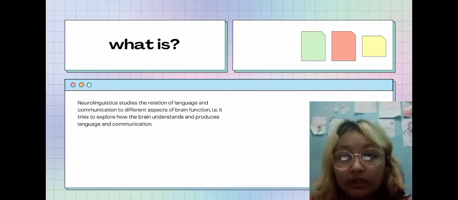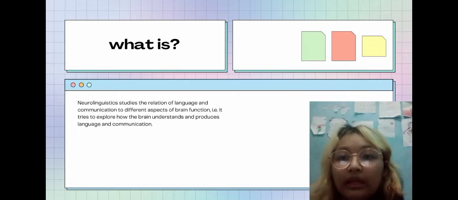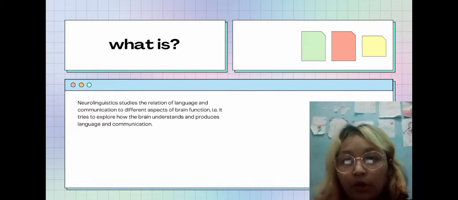What is neurolinguistics? Neurolinguistics studies the relation of language and communication to different aspects of brain function. It tries to explore how the brain understands and produces language and communication.